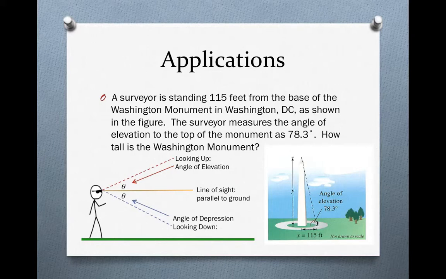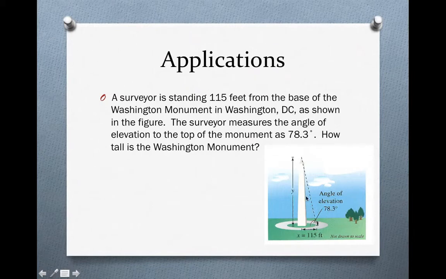And so in this case, as you can see, our surveyor here is on the ground looking up at the top of the Washington Monument, and so therefore it would be an angle of elevation. Okay, so as far as setting up our problem, take a look at what we know. We know this particular angle, we know this side, and we're interested in this side. So in reference to this angle, we know an adjacent side and we're interested in an opposite side.